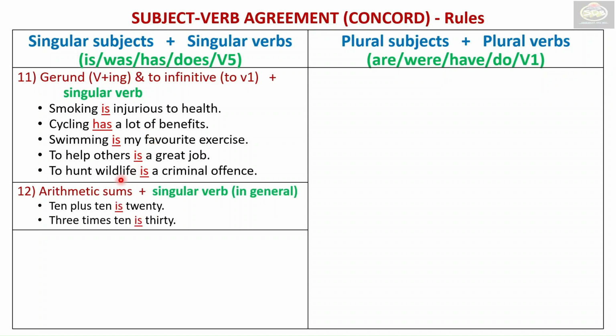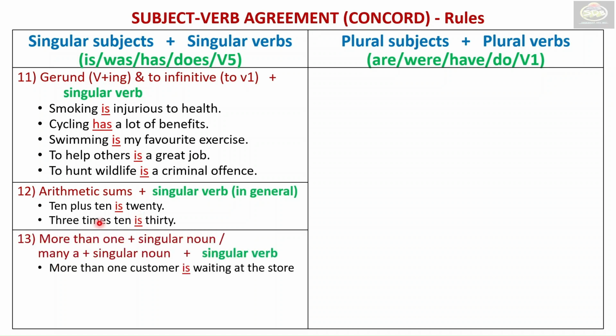Another one is arithmetic sums. We have to use a singular verb in general. For example, 10 plus 10 is 20. 3 times 10 is 30. In this way, with arithmetic sums, we have to use a singular verb, regarding them as a singular subject.